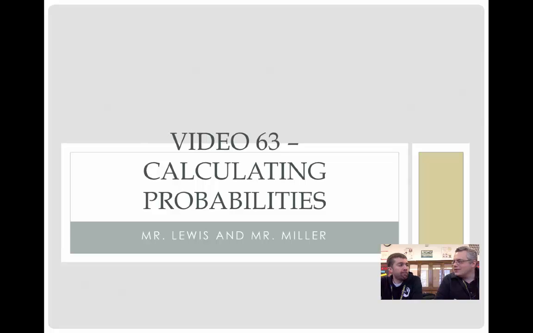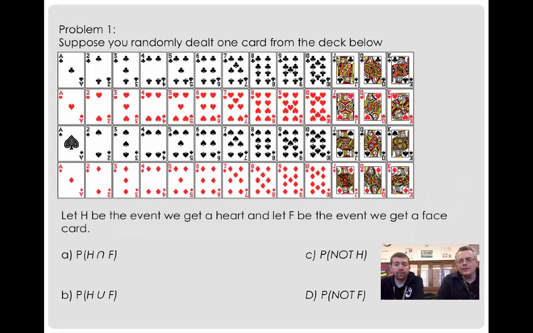We've been talking about sample spaces, and we're going to still use the sample space to calculate probabilities, but now we're going to mix it up a little bit. We're going to mix in unions, intersections, and complements. All right. Let's do it. So what do we have here, Mr. Lewis? Well, we have all of our 52 card sample space from a standard deck, and we're going to be randomly dealt one card.